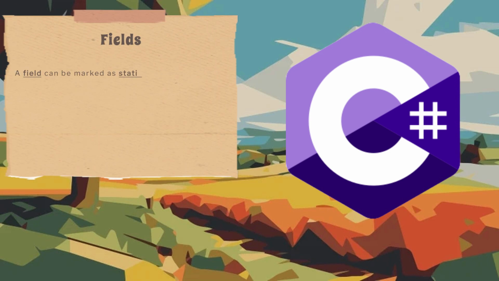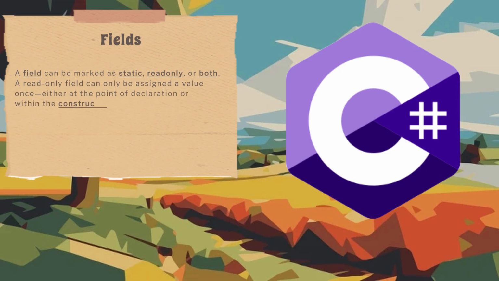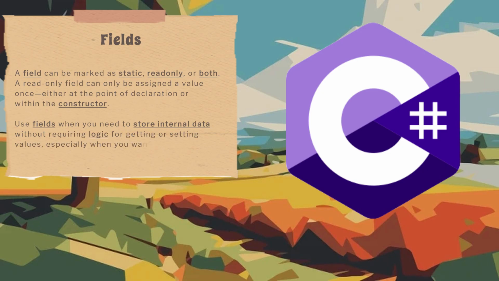A field can be marked as static, read-only, or both. A read-only field can only be assigned a value once, either at the point of declaration or within the constructor. Use fields when you need to store internal data without requiring logic for getting or setting values, especially when you want to keep data private and don't need validation or transformation.